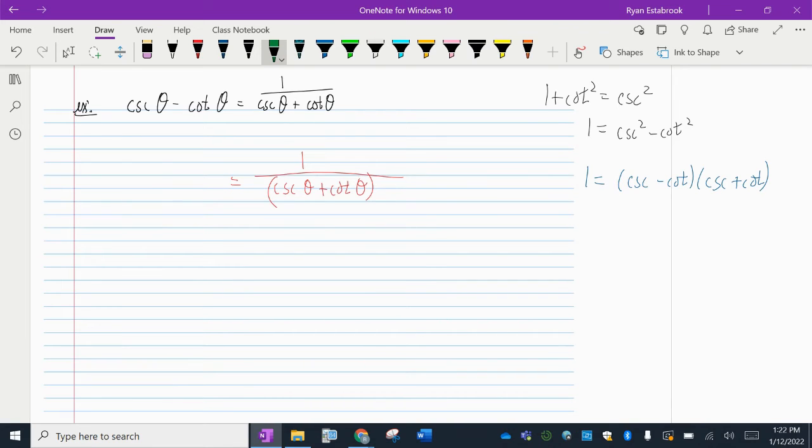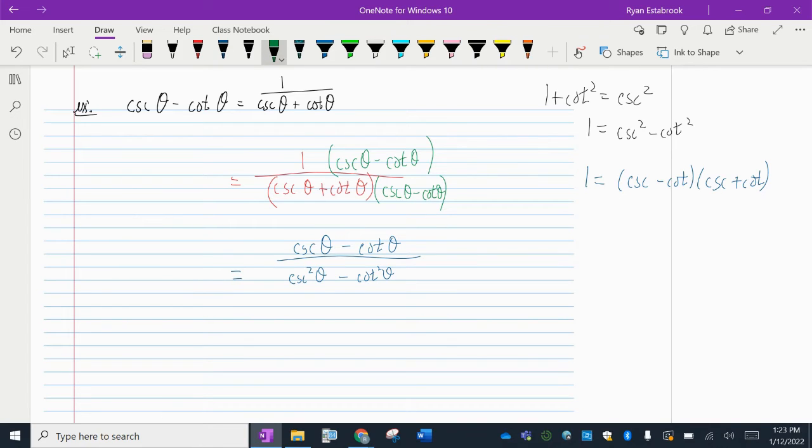Trying to match up with this. What do you think we're going to multiply the numerator and denominator both by? Cosecant minus cotangent. Multiply them both by that. And what does that accomplish for us? Well, the denominator would become cosecant squared minus cotangent squared. The numerator would be cosecant minus cotangent.